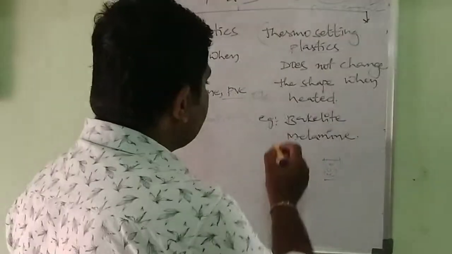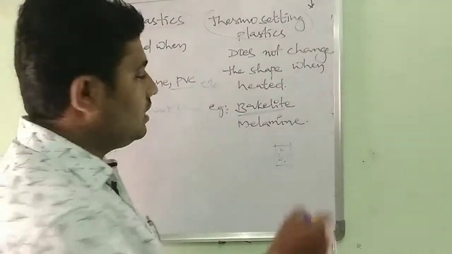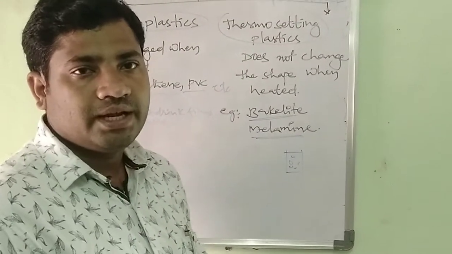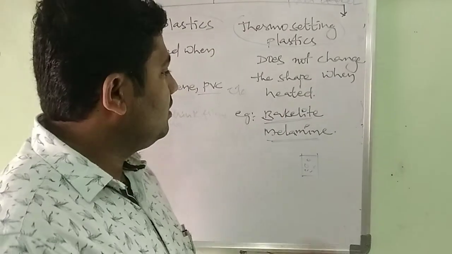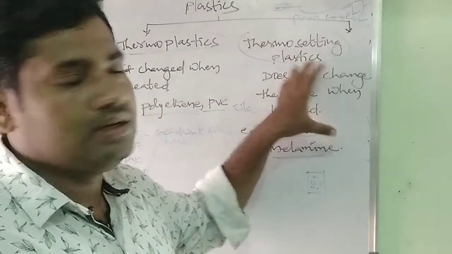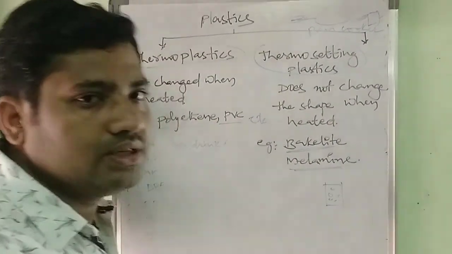The examples for thermosetting plastics are bakelite and melamine. These thermosetting plastics do not change when heated, but thermoplastics do change.